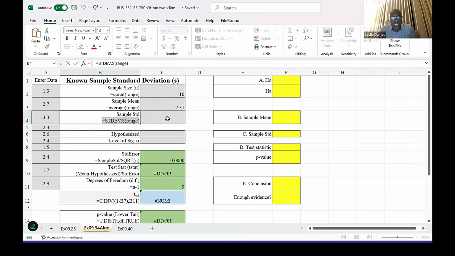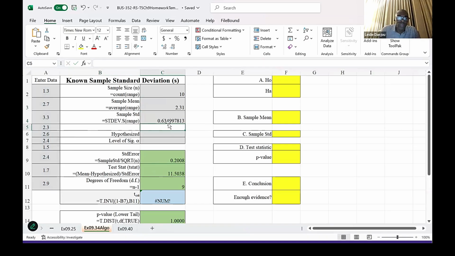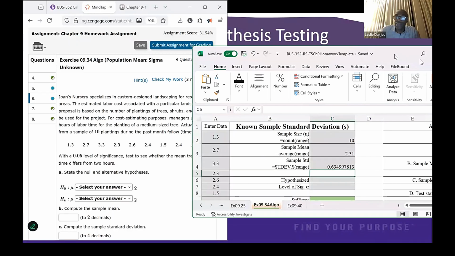Copy it, Control C, Command C. Double click, paste, Control V, Command V. Double click in there. There you go. Double click on range, click and drag. All right. So you have your standard deviation, you have your mean, you have your sample size. Now we're looking for our hypothesized value and our alpha value.